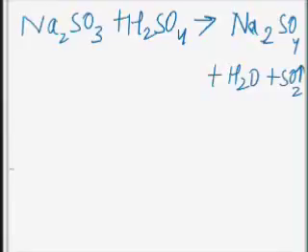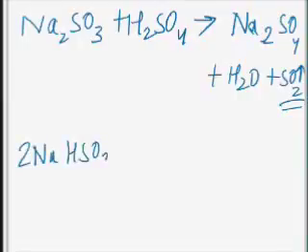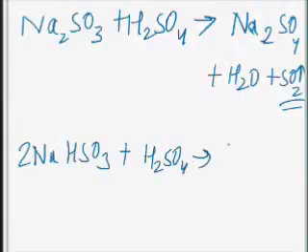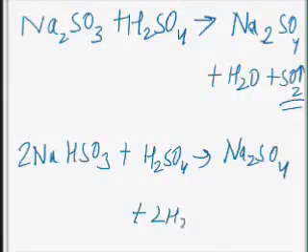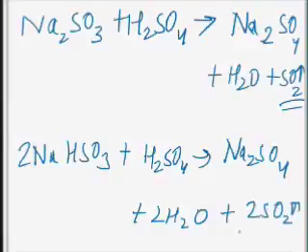They react with metal sulfites and metal hydrogen sulfites and liberate sulfur dioxide gas. Here sulfur dioxide gas is liberated. Now 2 NaHSO3, when it reacts with sulfuric acid, Na2SO4 plus 2 H2O. So here also sulfur dioxide gas is liberated.